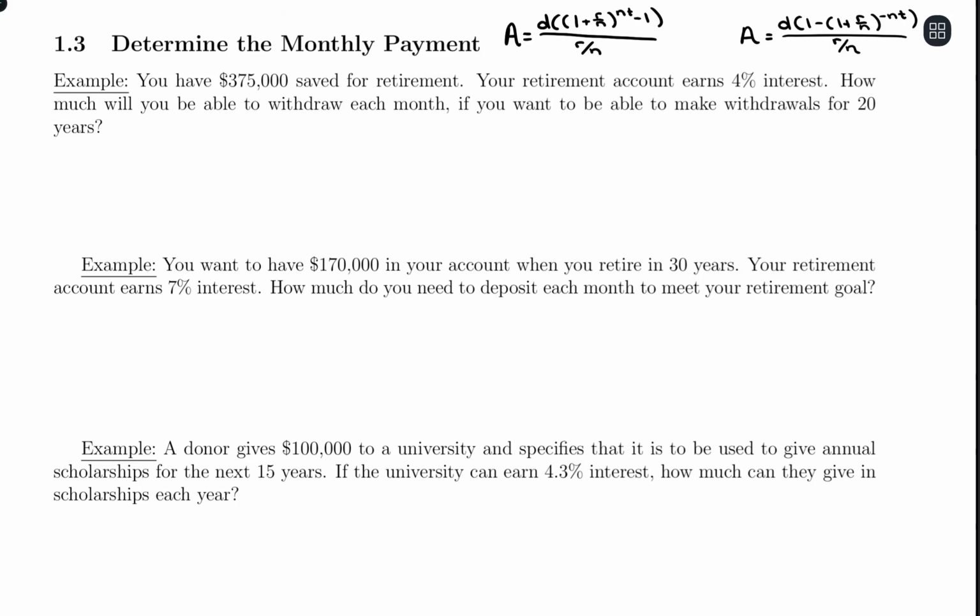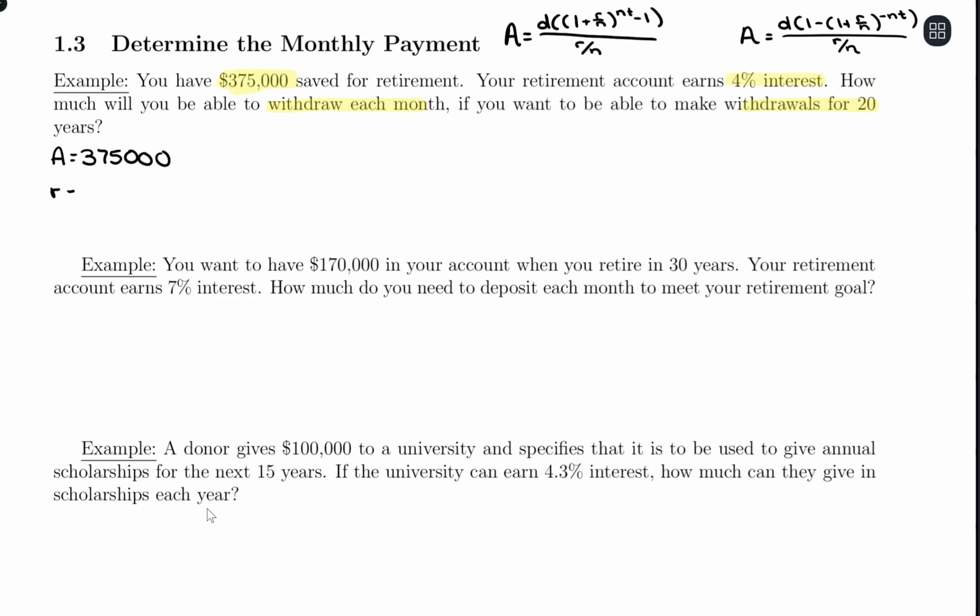So up above here, I rewrote our savings and payout annuity formulas. We're going to use these, but let's look at these different scenarios and talk about how to solve them with our calculator. So this first scenario, you have $375,000 saved for retirement. So there's our balance for the account. Your retirement account earns 4% interest. How much will you be able to withdraw each month if you want to be able to make withdrawals for 20 years? So from this information, we have A equals 375,000.